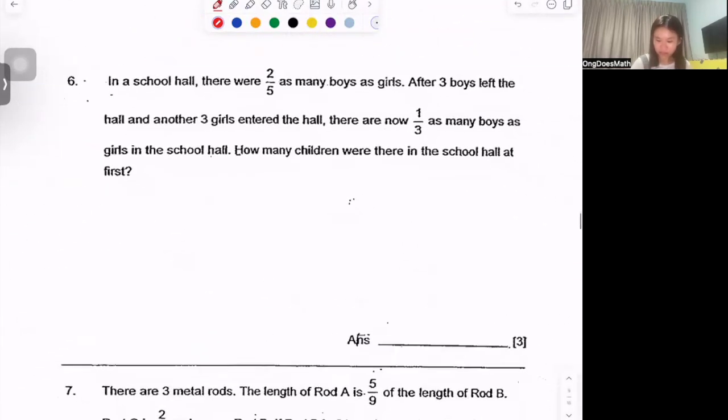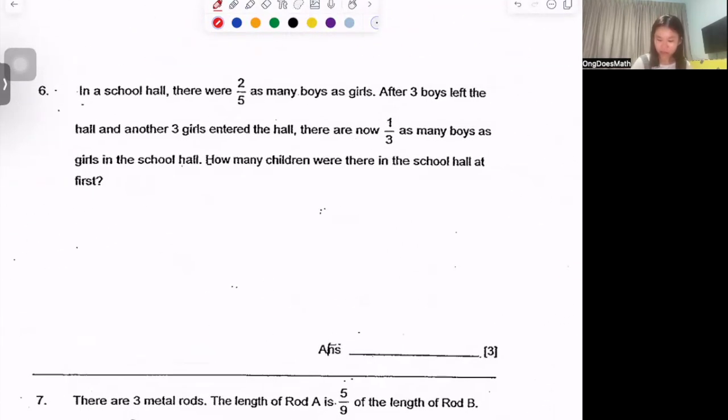Question 6. In a school hall, there were 2/5 as many boys as girls. After 3 boys left the hall and another 3 girls entered the hall, there are now 1/3 as many boys as girls in the school hall. How many children were there in the school hall at first? So we got 2 characters, boys and girls. We got at first, change, and in the end.